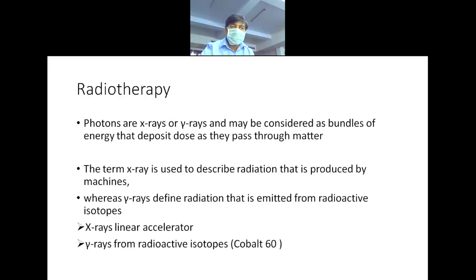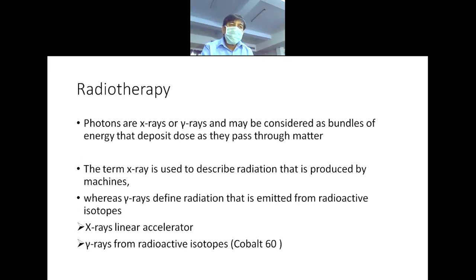So what are these photons? Photons are X-rays or gamma rays. Now the term X-rays is used to describe the radiation that is produced by machines. For example, low dose X-rays are used for diagnostic purposes, but high dose X-rays are used for radiotherapy to treat the cancers. Whereas gamma rays are the radiations produced by radioactive isotopes.